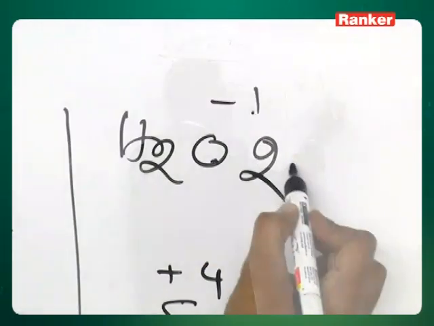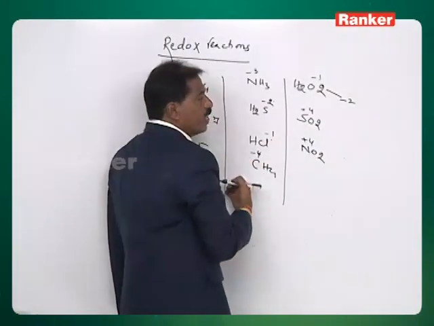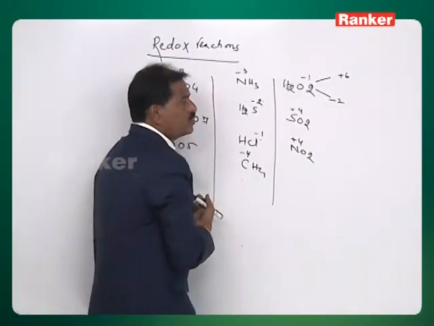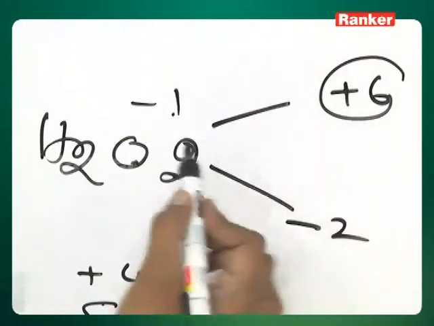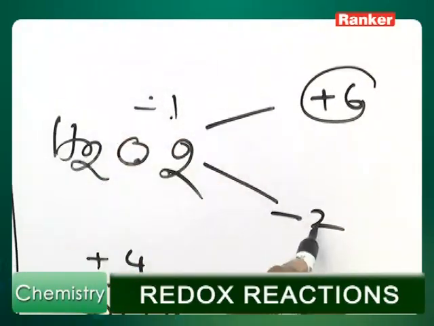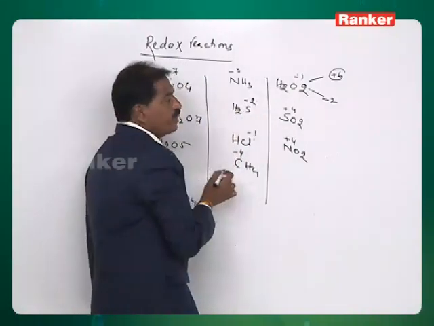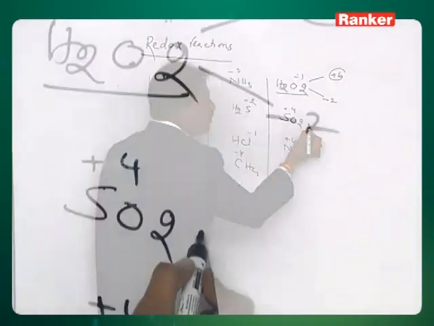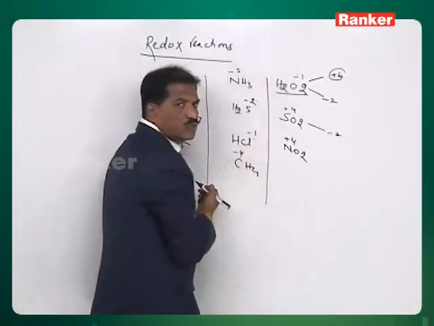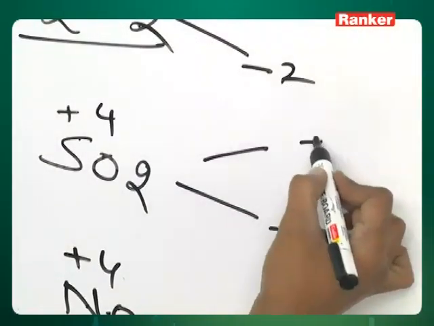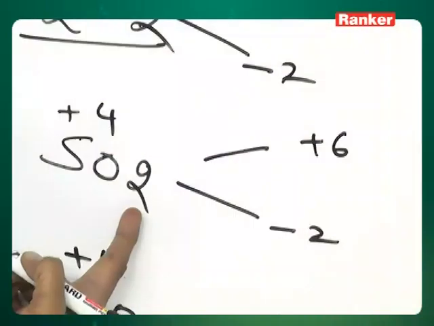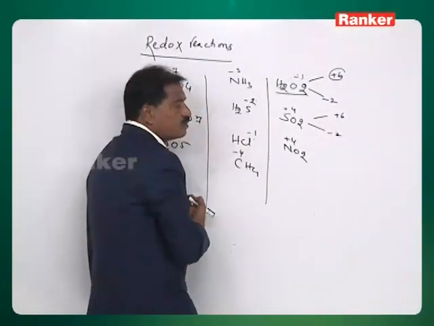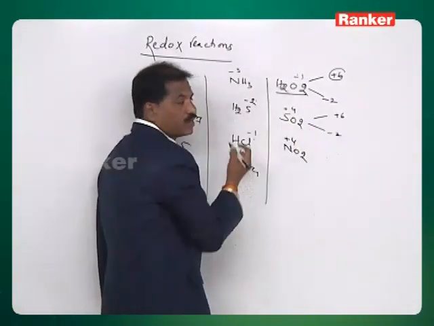For oxygen, the least possible value is -2. The highest possible value should be +6 because it belongs to the oxygen family, the 16th group. Therefore, its value must be highest. But here, the oxidation state of oxygen is neither equal to the lowest value nor equal to the highest value. Hence, it can act as both an oxidizing and reducing agent. Similarly, for sulfur, the least possible value is -2 and the highest possible value is +6. But in SO2, the sulfur exhibits +4, which is neither highest nor lowest. Therefore, it can act as both oxidizing and reducing agent.